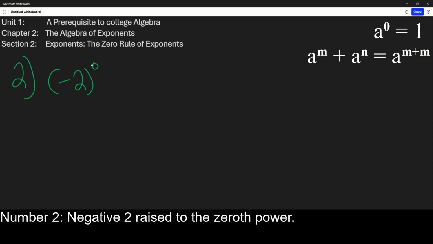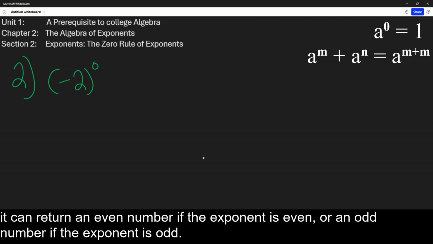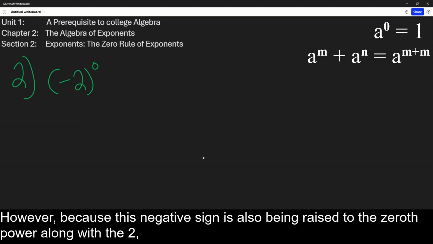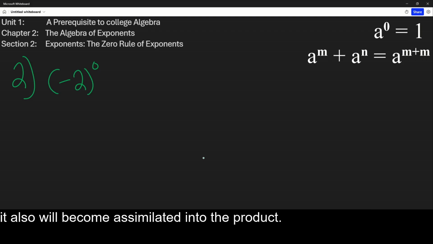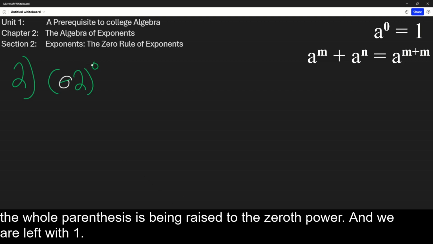Number 2, negative 2 raised to the 0th power. In this example, we have a negative sign within the parentheses. Normally, when a negative number is raised to a power, it can return an even number if the exponent is even, or an odd number if the exponent is odd. However, because this negative sign is also being raised to the 0th power along with the 2, it also will become assimilated into the product. So even though there's a negative in this parentheses, the whole parentheses is being raised to the 0th power, and we are left with 1.